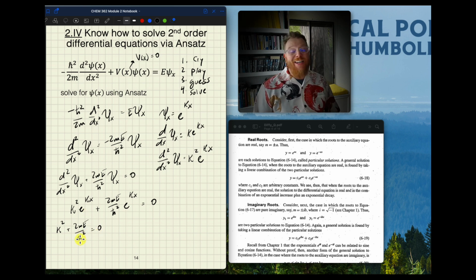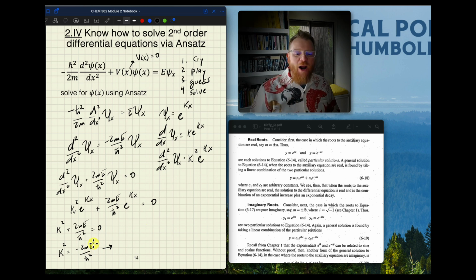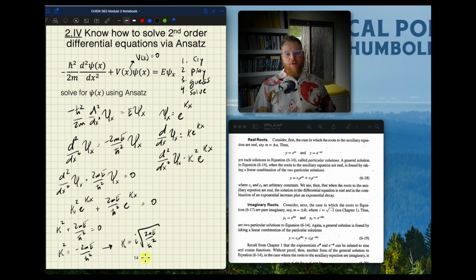And now, as you can see here, we don't need the quadratic equation to solve this. It's going to go simply k squared equals negative 2mE over h bar squared. And aha, we're going to have a situation where we have to invoke some imaginary numbers. So I will now say that k equals i times the square root of 2mE over h bar squared. Beautiful.